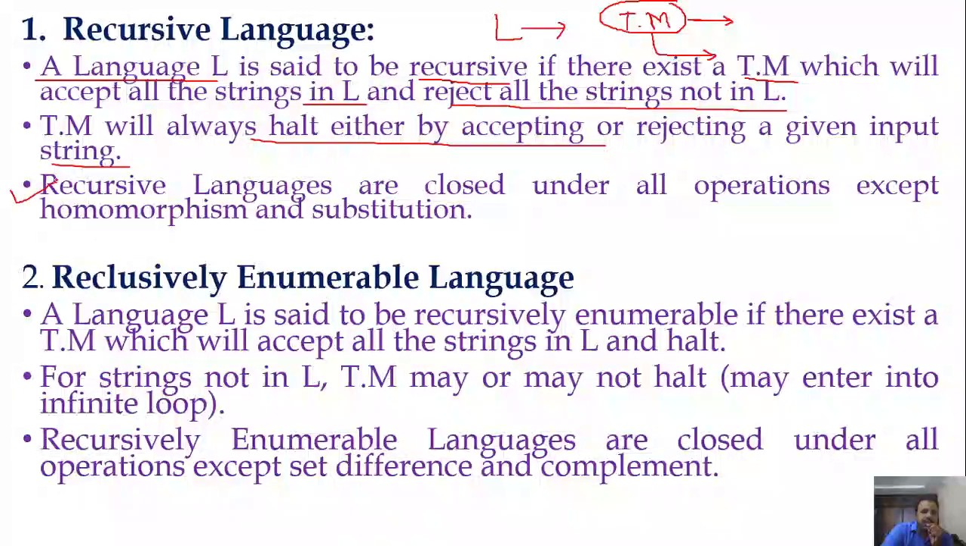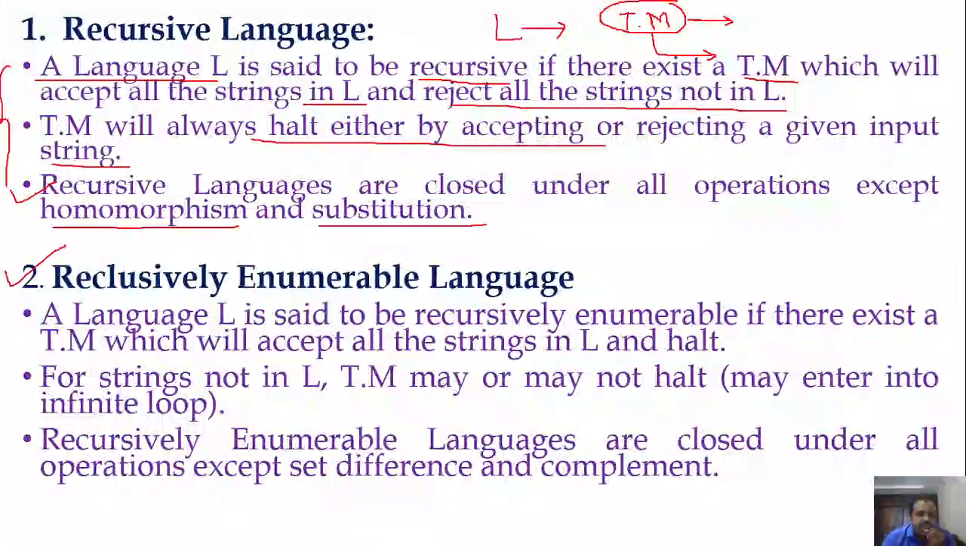And the next point is that recursive languages are closed under all the operations except homomorphism and substitution. Substitution, as we know, is when a symbol of a particular language is replaced by a symbol of another language. So recursive languages are closed under all operations except homomorphism and substitution. These are the three important points that you have to remember for the recursive language, including the closure properties.